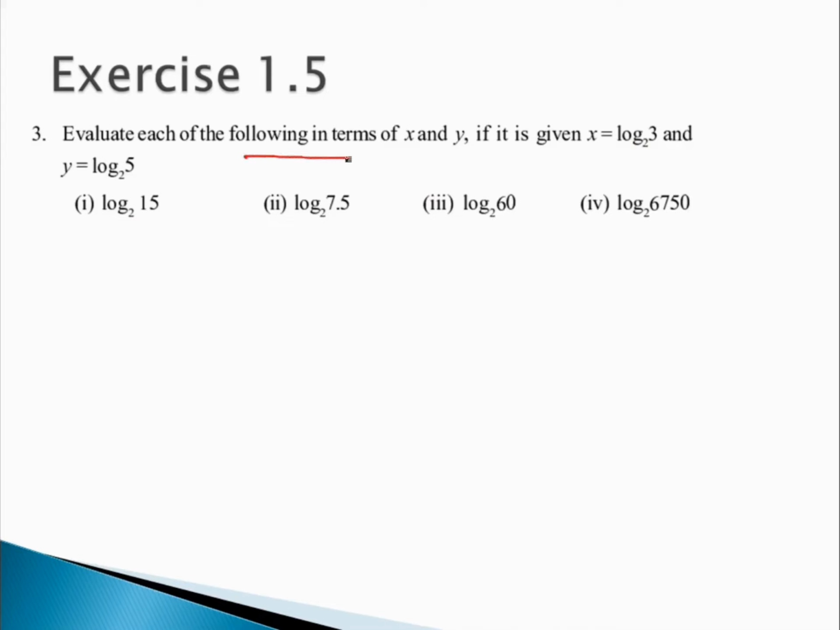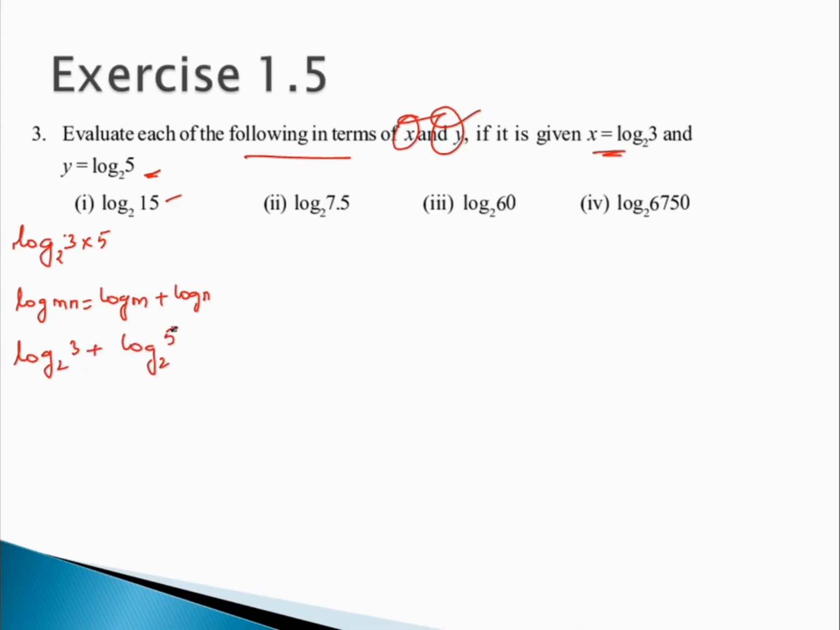Okay, so we are following terms of x and y. If x is given like this, y is given like this, so I can write 3 as this. Now as you have a multiplication symbol here, log of m into n is, as you said, log m plus log n, isn't it? So I'm using that formula over here, so I can write log 2 of 3 plus log 2 of 5.